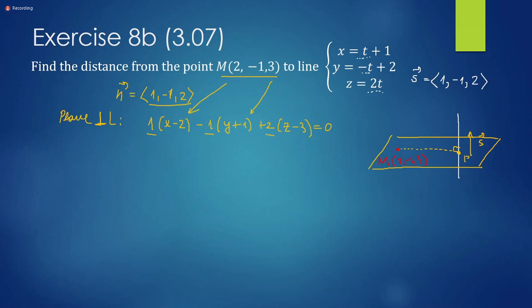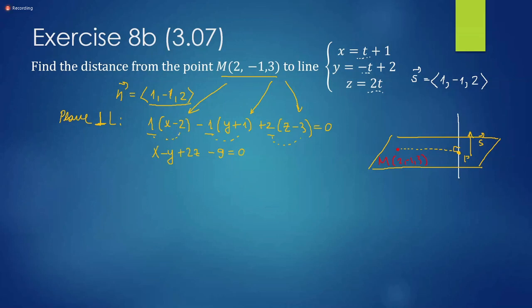And so we can simplify the equation of this plane. It will be x minus y plus 2z, and then we have minus 2 plus 1, minus 2 minus 1 is minus 3, and minus 3 minus 6 is minus 9 equals 0. That is the equation of this plane.